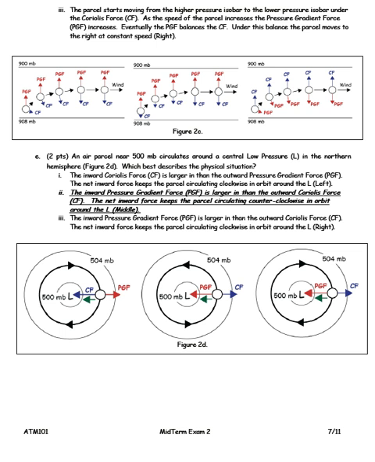The answer to question E. An air parcel near 500 millibars circulates around a central low pressure in the northern hemisphere. Figure 2D, which best describes the physical situation? And the correct answer is 2. The inward pressure gradient force is larger than the outward Coriolis force. The net inward force keeps the parcel circulating counterclockwise in orbit around the low.